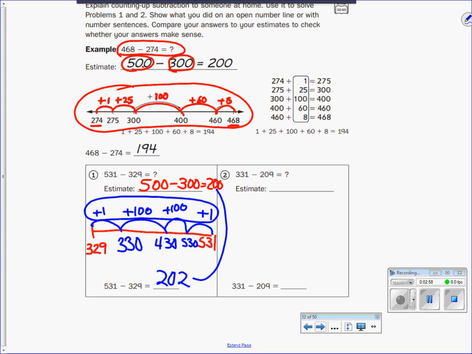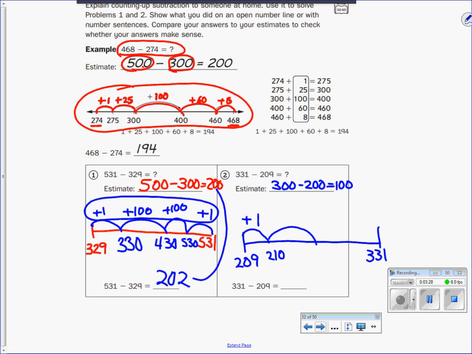Okay, 331 minus 209. If we estimate that, we have 300 minus 200, which gives us 100. Now let's put this on an open number line. We're going to start at 209, and I want to count up to 331.